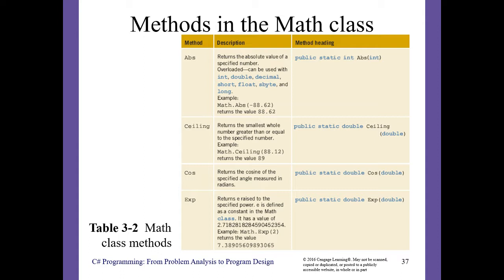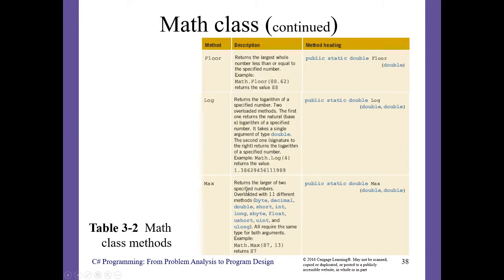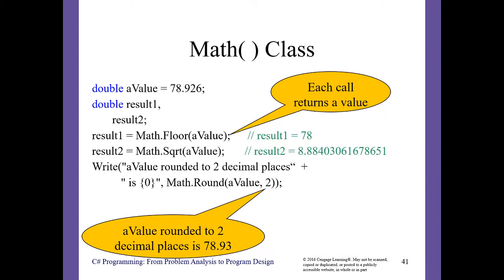Besides the convert class to work with data, we might want to work with the math class. The math class gives us lots of math functions, and we can use them for many different things, many different calculations. Absolute value, ceiling, and cosine, and exponential, and what's the maximum. Lots of options. Let's look at some examples here. Here we have a value that's 78.926 and a couple double variables to hold output from math calls.